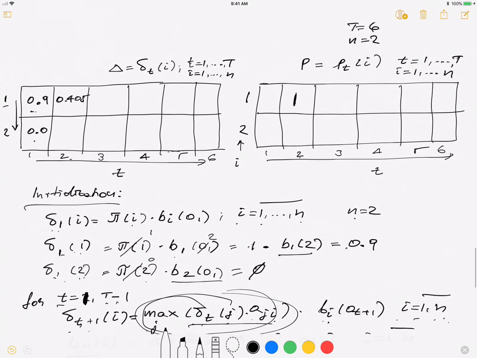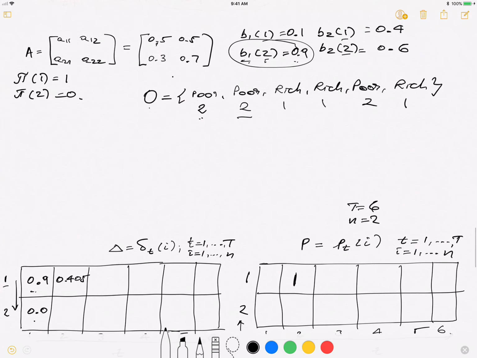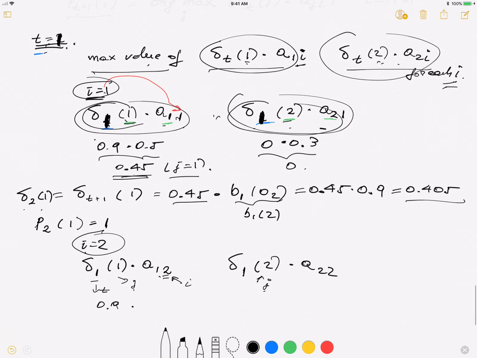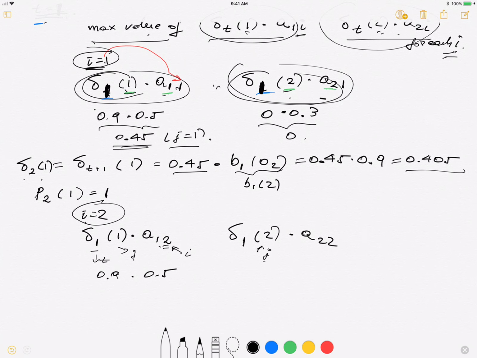A12 is 0.5. Delta 12 is 0. A22 is over 0.5, but obviously this value is larger. So I will maximize for j equal 1. And I, of course, need to calculate delta 2 of 2, where the second index indicates I now.